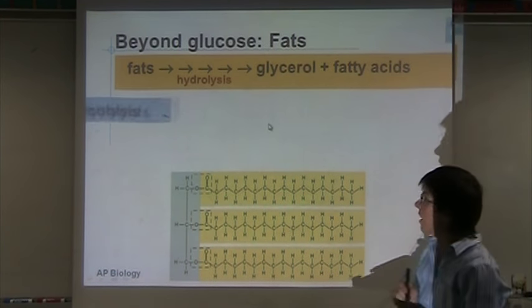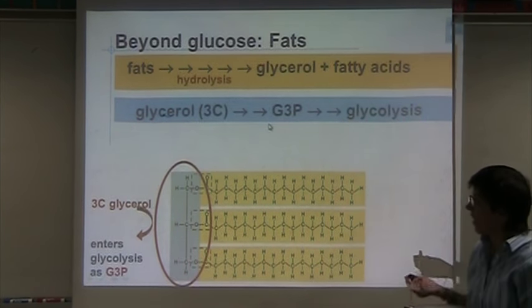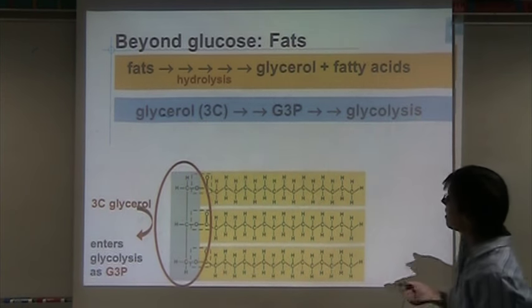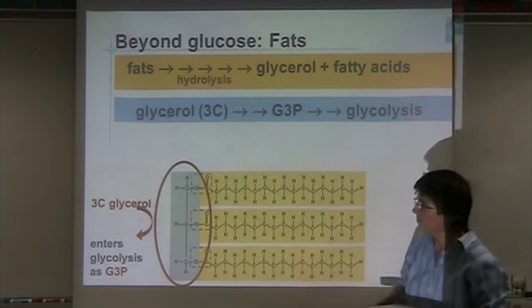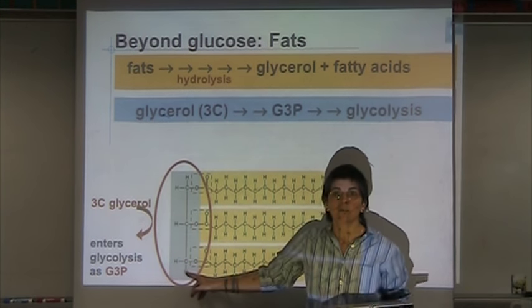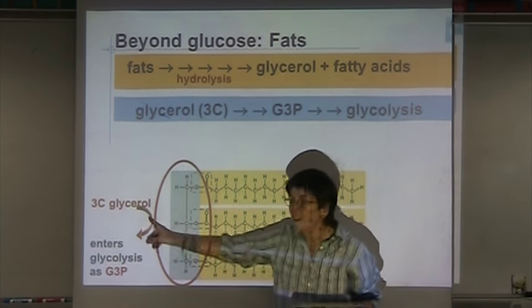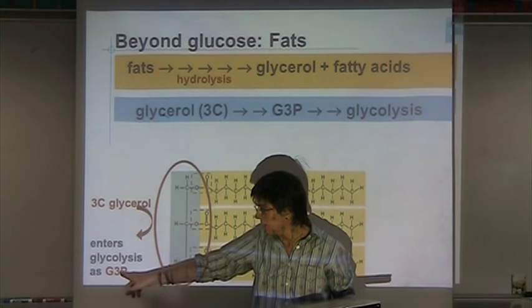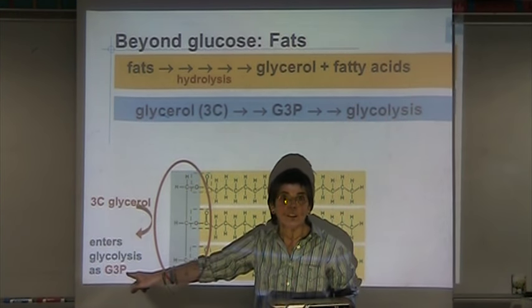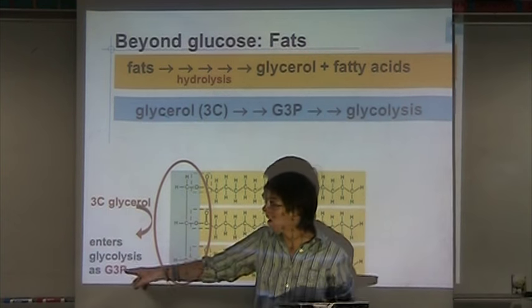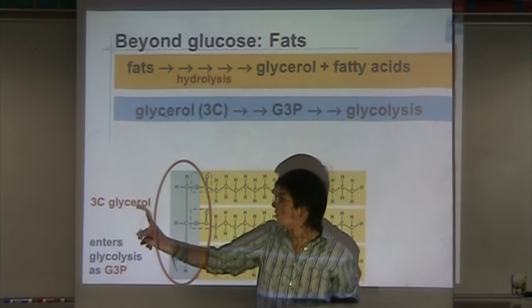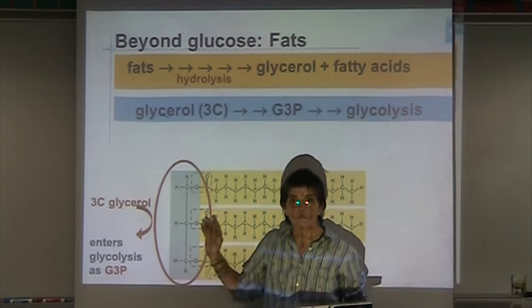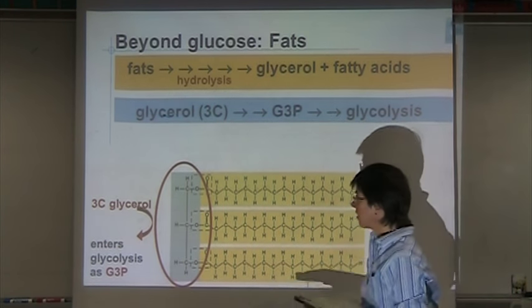Now this is the scary part. You know fats, right? Mostly the triglycerides that are made out of glycerol and fatty acids. Glycerol is a 3-carbon molecule. Guess what? It enters glycolysis where G3P is. Glyceraldehyde 3-phosphate and glycerol are very similar molecularly. So this enters right there, straight to the glycolysis.